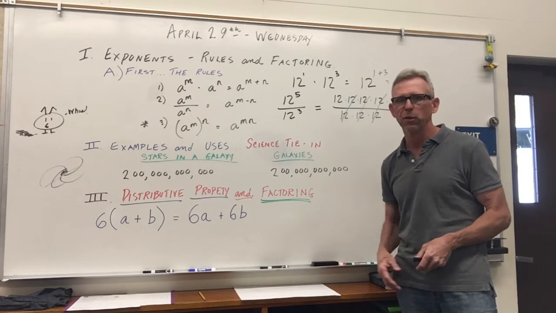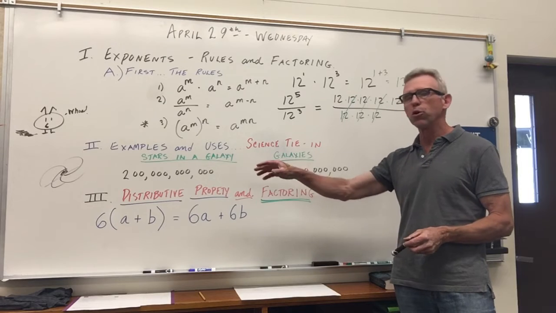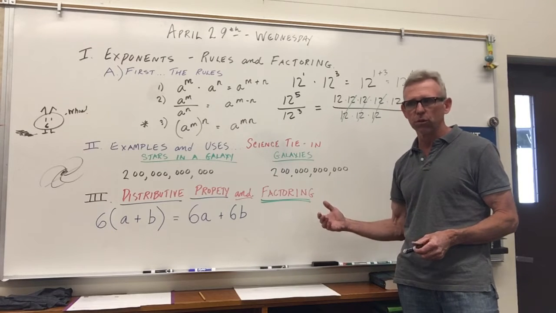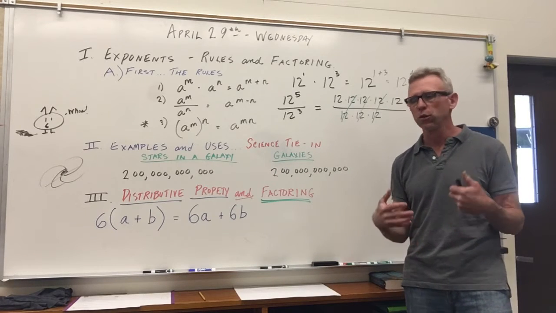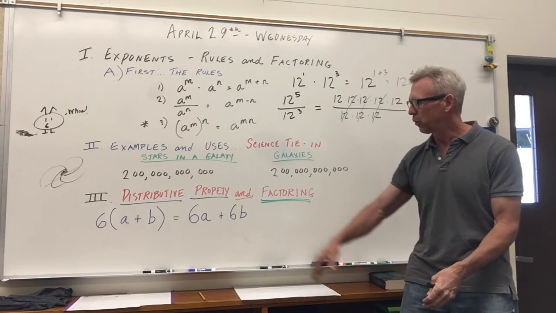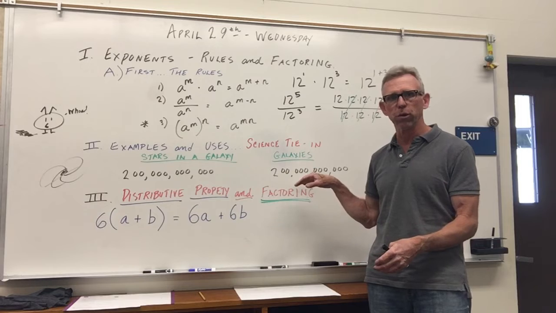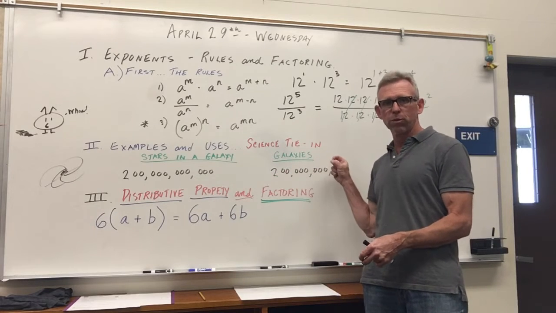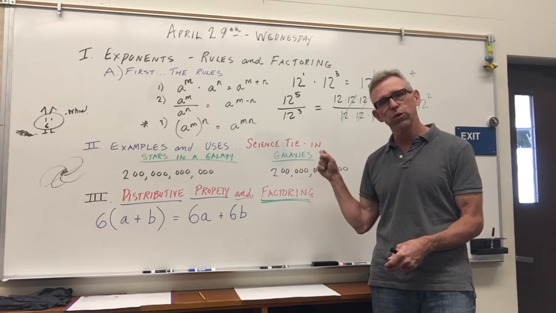Use a baseball idiom, in the ballpark. If you were to multiply these numbers, say a teacher, or say you wanted to know for yourself, somebody asked you, hey, how many stars are in the observable universe? Well, it'd be 200 billion multiplied by 200 billion. I'm not going to spend the time right now to write out 22 zeros on the board.